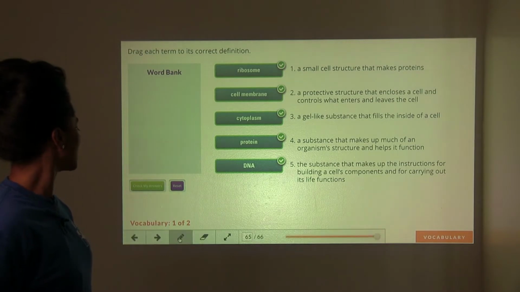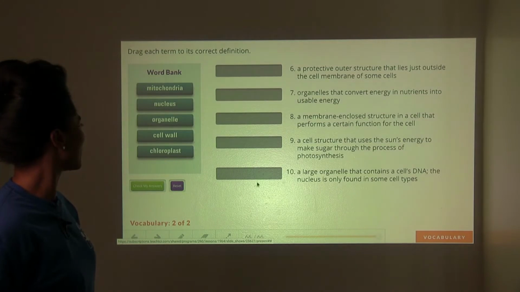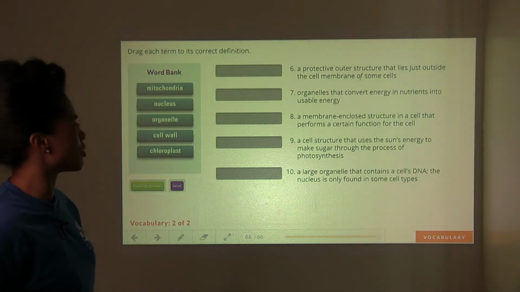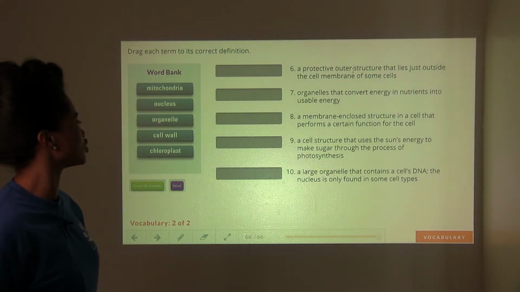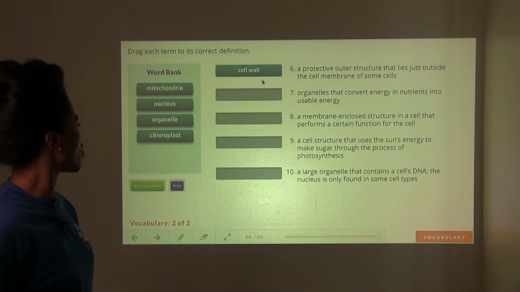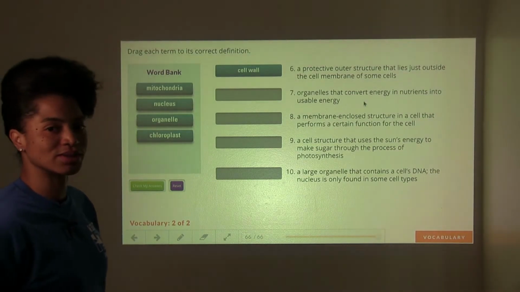All right, let's try our second vocab. Okay, here we go. Number 6, protective outer structure that lies just outside the cell membrane of some cells. Protective outer structure. All right, some cells, not all of them. Okay, so we want to look at cell wall. Number 7, organelles that convert energy and nutrients into usable energy. Which one do you think that is?